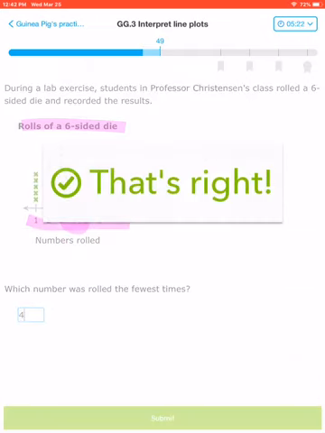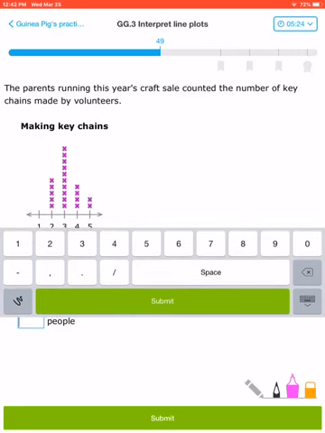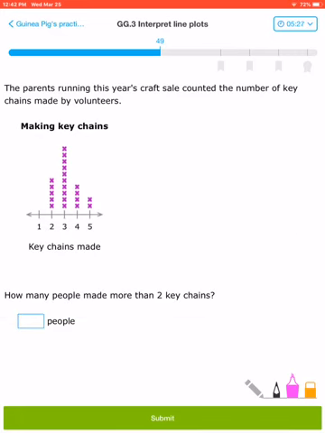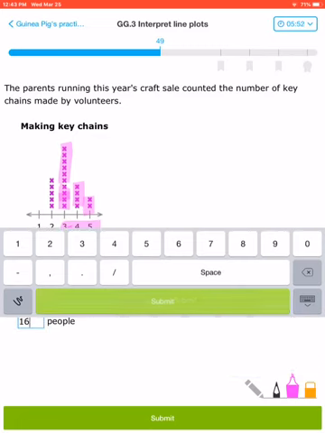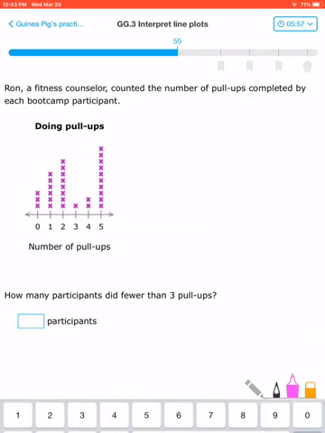Keychains. How many people made more than 2? So now 2's not going to be included because it says more than 2. So I'm only going to count the numbers that are bigger than 2, which would be 3, 4, 5. So I know that's 4. Another 4 is 8. 9, 10, 11, 12, 13, 14, 15, 16. I'm going to do a few more of these and then I'm going to let you go on your own.